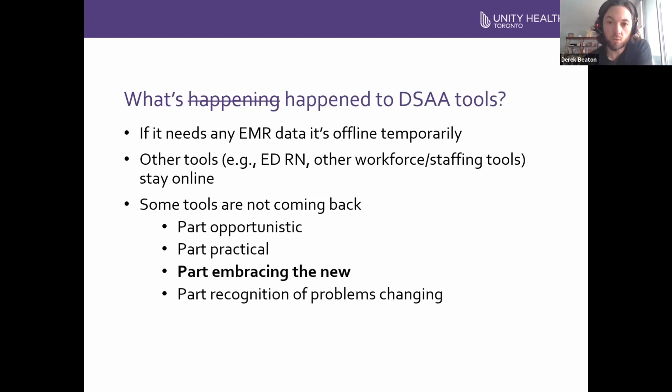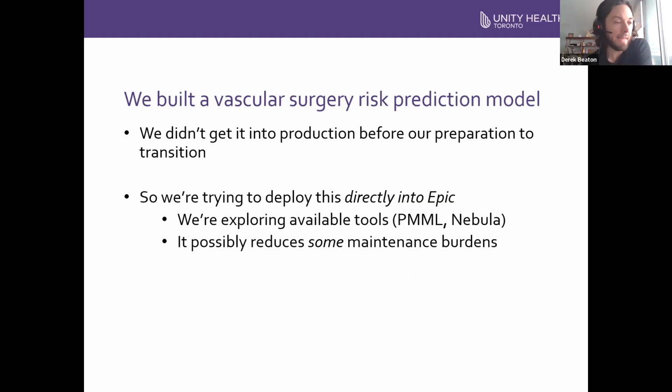Now, there are other tools where we're going to embrace the new. So what does that mean? We had a model built, a vascular surgery risk prediction tool that we didn't get into production in time. We were prepared mostly, but we were getting really close and decided we don't want to put this in. It's a little bit of a risk. It's going to be a headache for everybody. Let's pause and wait until we've actually made the transition to Epic and then try to get it into Epic later. Or actually, just try to deploy this later.